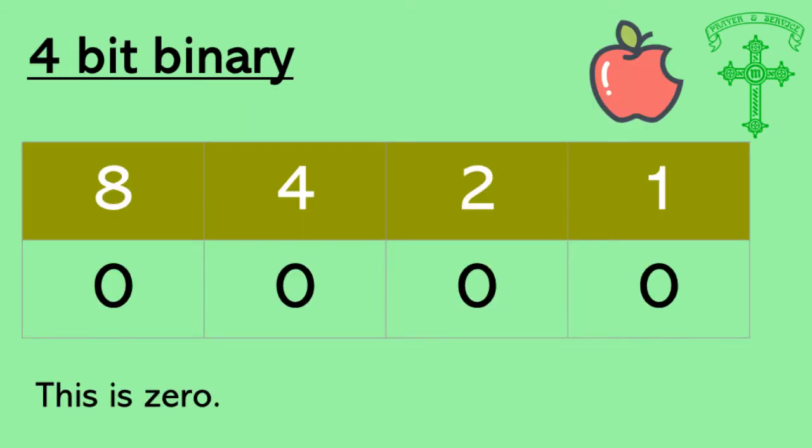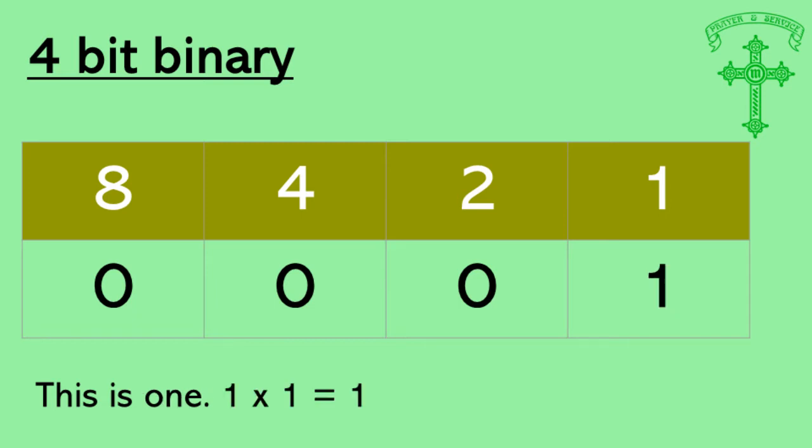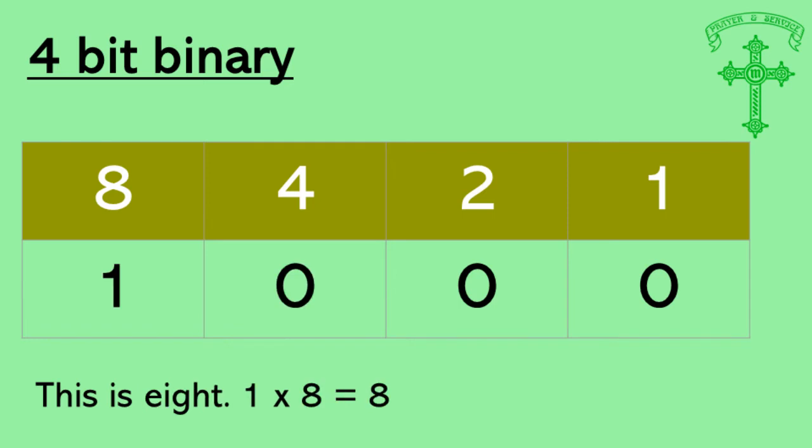This should hopefully look a bit familiar. 4-bit binary, otherwise known as a nibble, that's why I've got a little apple on there. It consists of 4 binary digits, one representing 1, 2, 4, or 8. If they're all set to 0, that's 0. If the 1 is 1 and the other 3 are 0, that's 1. This is 2. This is 4. This is 8.